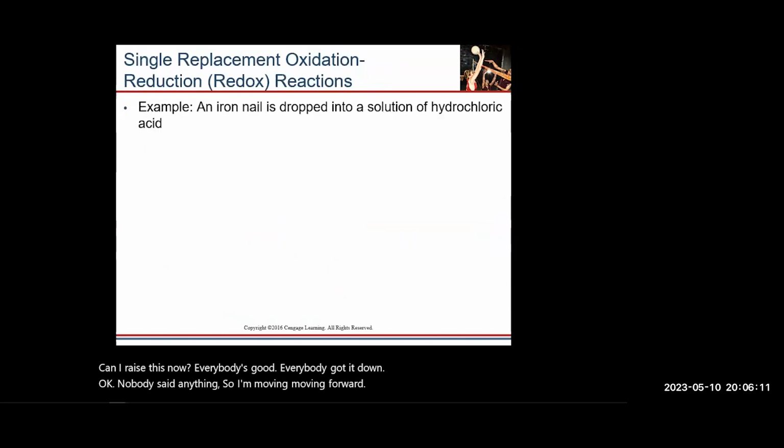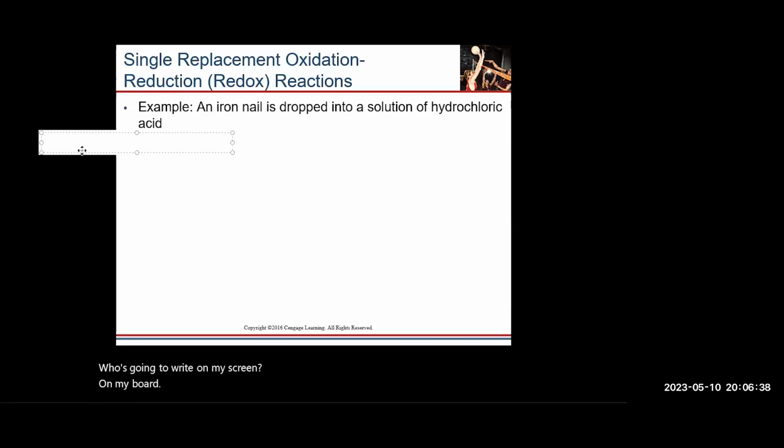Okay. An iron nail is dropped into a solution of hydrochloric acid. We want you guys to write the conventional equation, the total ionic equation, and then the net ionic equation. Any volunteers? Who's going to write on my board? So let's start with the conventional.